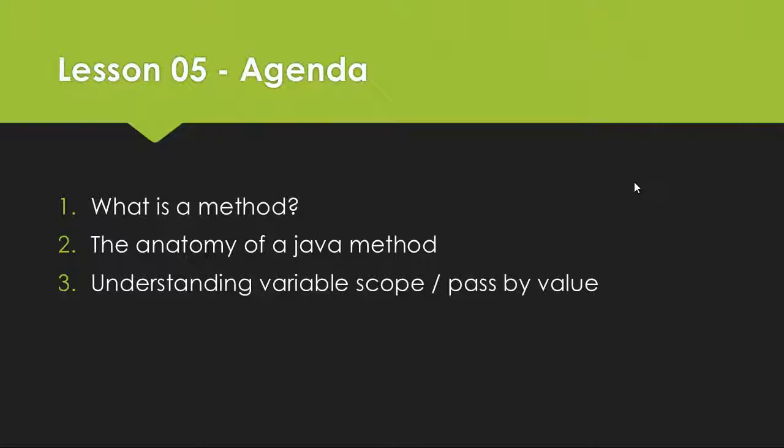First we'll define what a method is. Then we'll look at the anatomy or the breakdown of a typical Java method. Then we'll dive into an example where we calculate the area and perimeter of a rectangle. Then after that, we'll talk a little bit about variable scope and lifetime and how variables are sent in and out of methods through the parameter list.